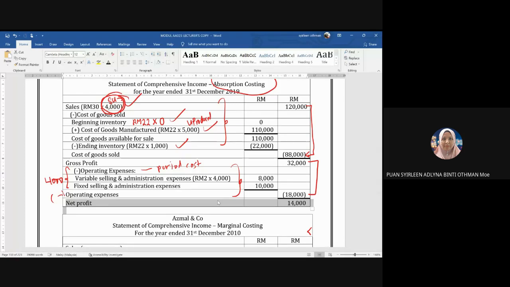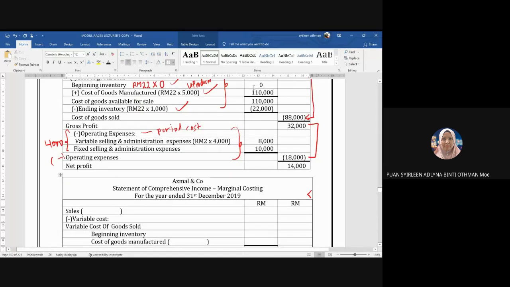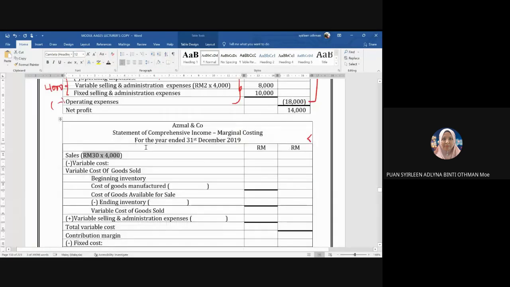And then you need to do the reconciliation lah. Okay, kita tengok marginal pula. Okay. So marginal ni sales sama. Okay. Sales tak ada masalah. Cuma di bahagian costing untuk production, okay, kena hati-hati sebab kita tak asing ikut COGS dan juga period cost. Sekarang ni kita asing dekat atas ni VC, dekat bawah ni FC.